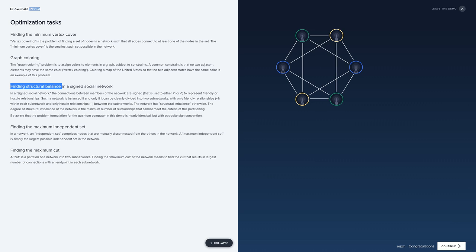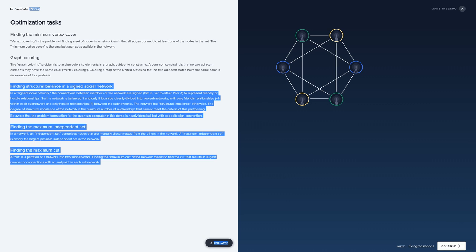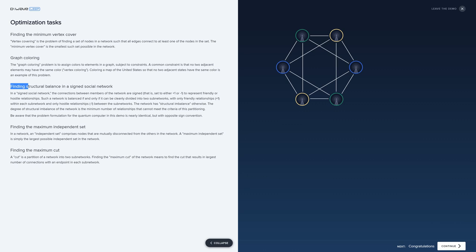Finding structural balance in a signed social network. We already had that. Finding the maximum independent set, we already had that, and finding the maximum cut, we already had that also, which is shown here. That is not the cut, the independent set. Independent set, maximum cut, graph coloring.